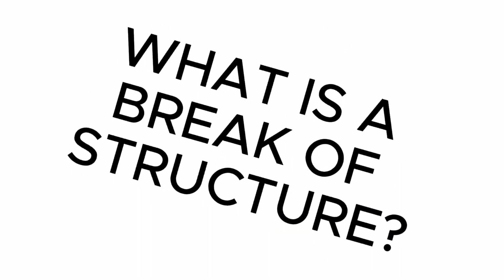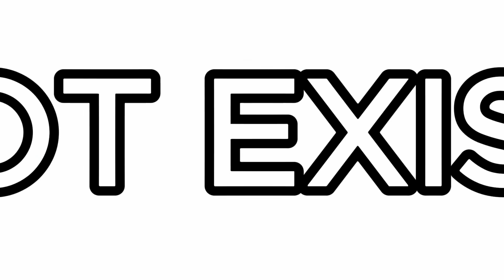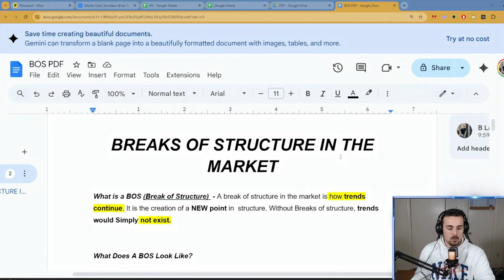Breaks of structure in the market. What is a break of structure? A break of structure in the market is simply how trends continue. It is the creation of a new point from a previous existing point. And without a break of structure, a trend could simply not exist. The main takeaway from this section here is that breaks of structures are going to happen inside trends. And pro tip here for the future, you're going to want to trade inside the trends, and those trends would simply not exist if it wasn't for the beauty of a break of structure.